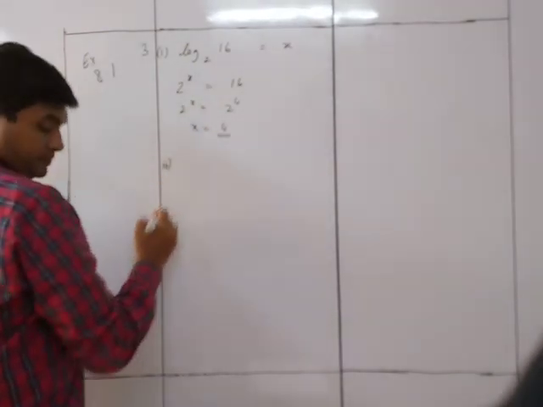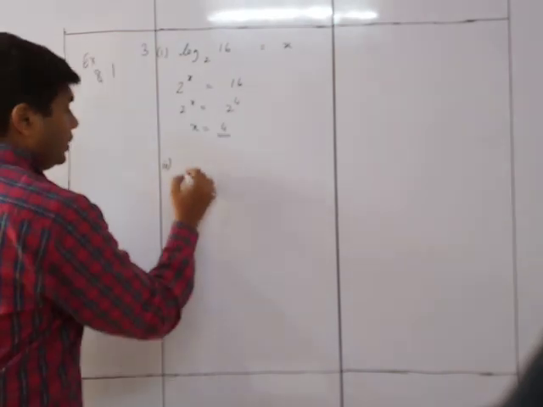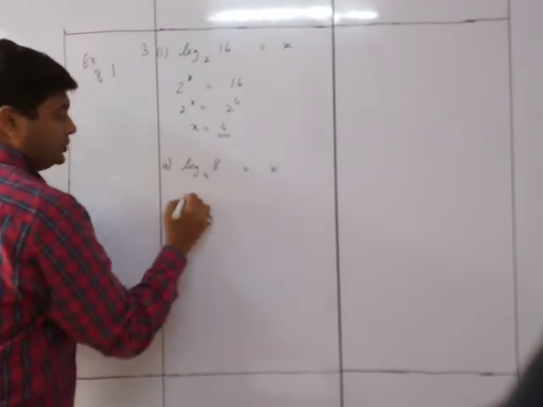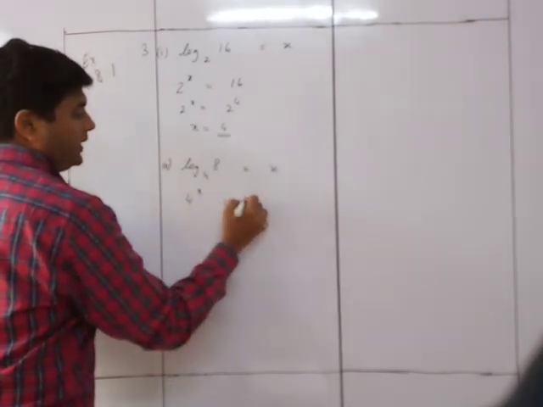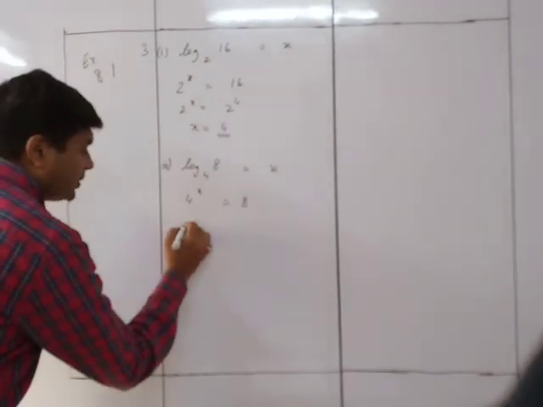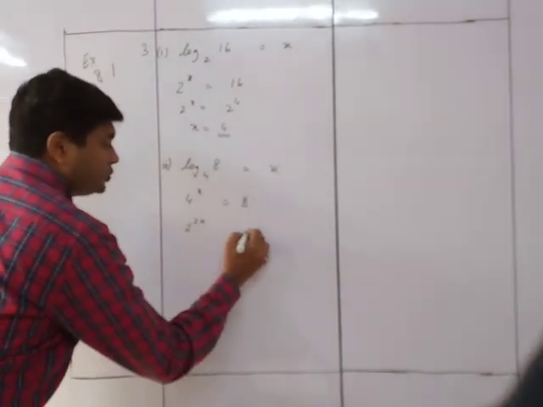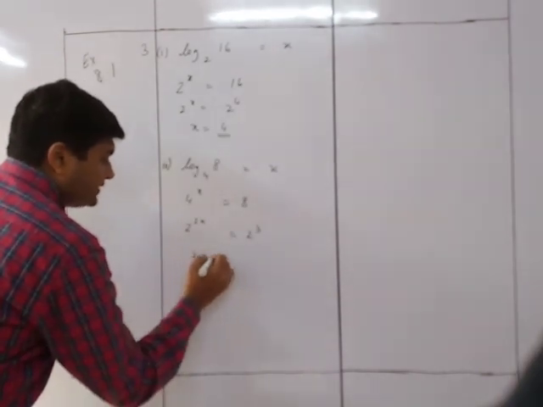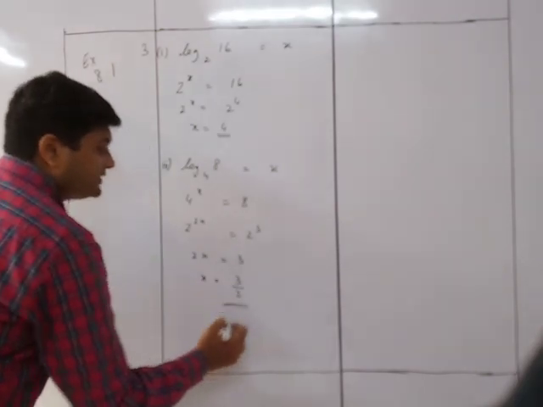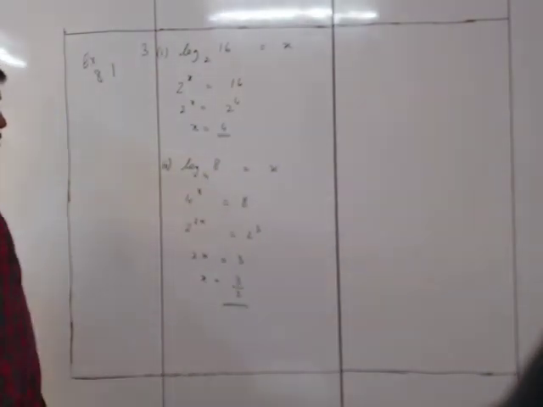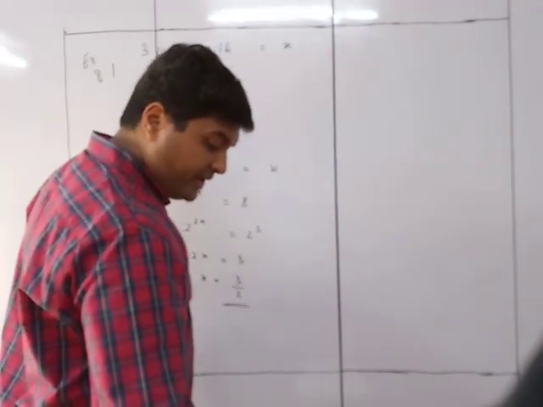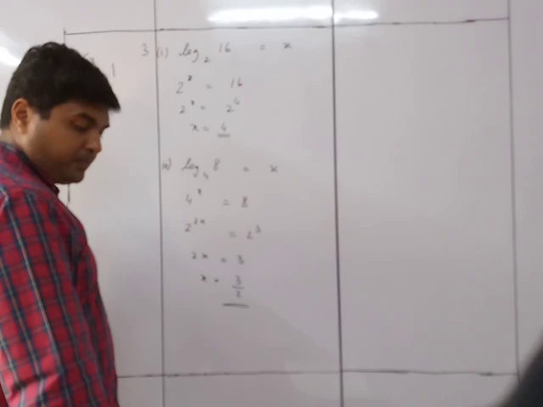We take the third sum. Log of 8 to the base 4 is equal to x. So 4 raised to x is equal to 8. Now this is nothing but 2 raised to 2x is equal to 2 raised to 3. So 2x is equal to 3, so x is equal to 3 upon 2. That's the answer. So log of 8 to the base 4 is 3 upon 2. Did you understand this? It's quite easy. Just a bit of practice.